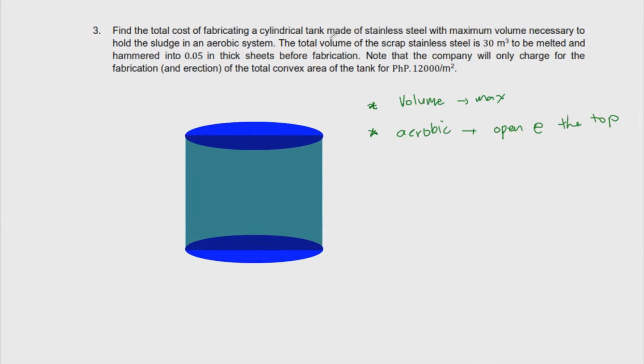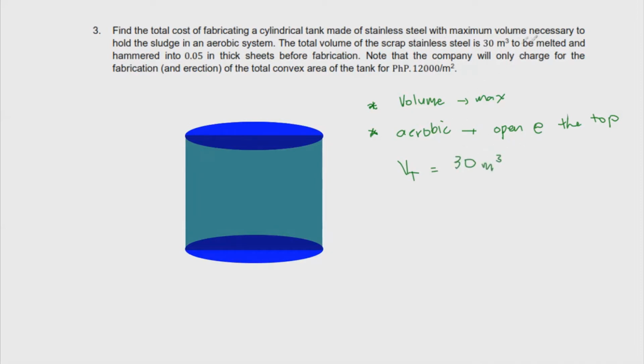The total volume of the scrap stainless steel is 30 cubic meters, to be melted and hammered into 0.05-inch thick sheets before fabrication. The company will only charge for the fabrication and erection of the total convex area of the tank at 12,000 per square meter. We need to maximize the volume, but the restriction presented here is that the total volume of the scrap stainless steel is 30 cubic meters.